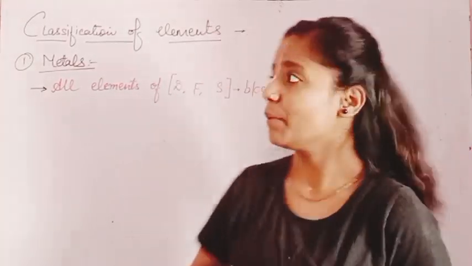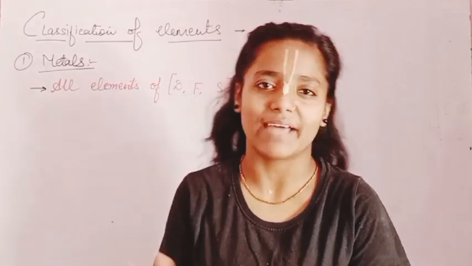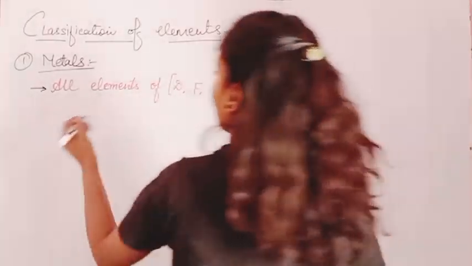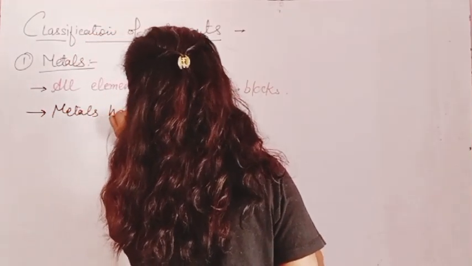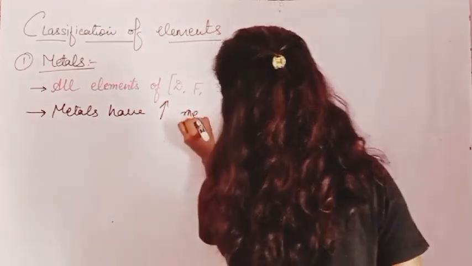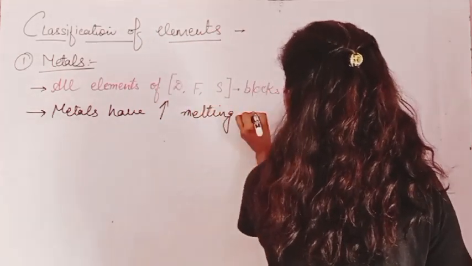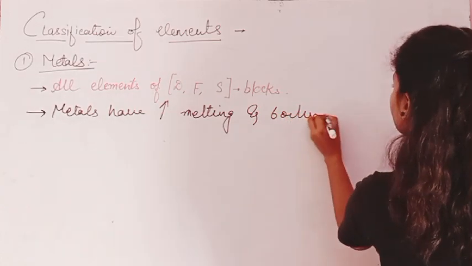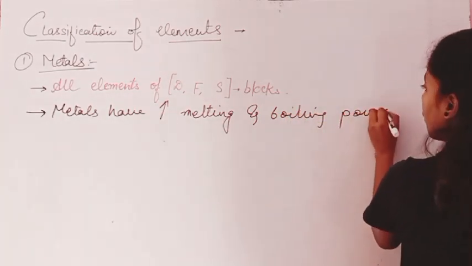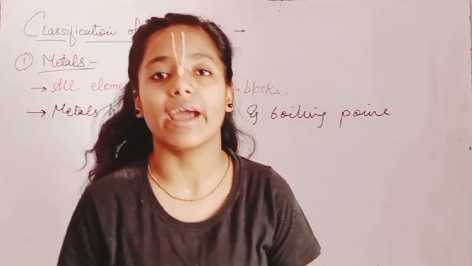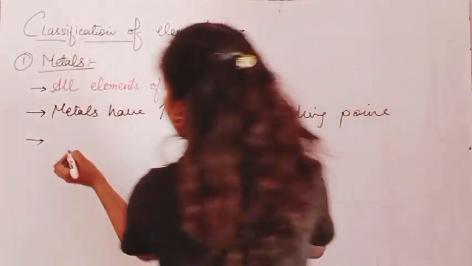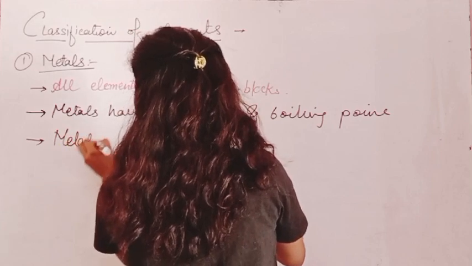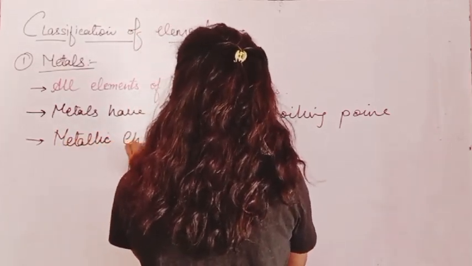Secondly, if I go on writing the properties of metals, you often know from class 8 to 9 that metals have higher melting and boiling points. What I want to say is, metals usually have higher melting and boiling points. This is an easy one. Now talking about metallic character, let's talk about metallic characters.